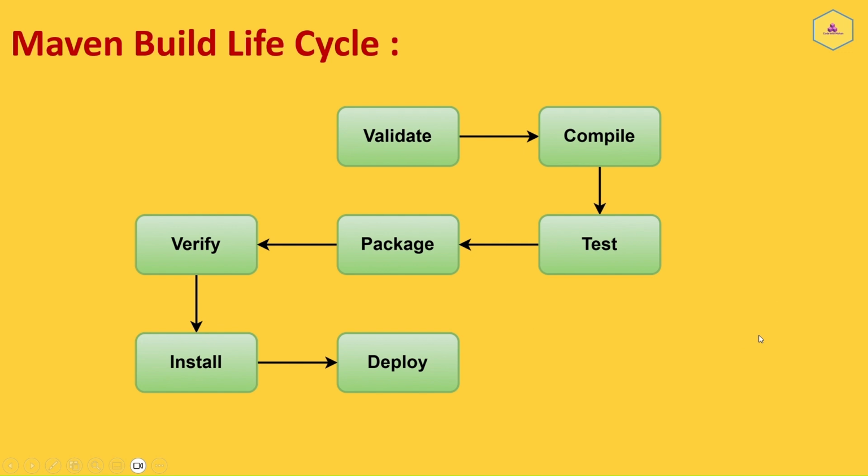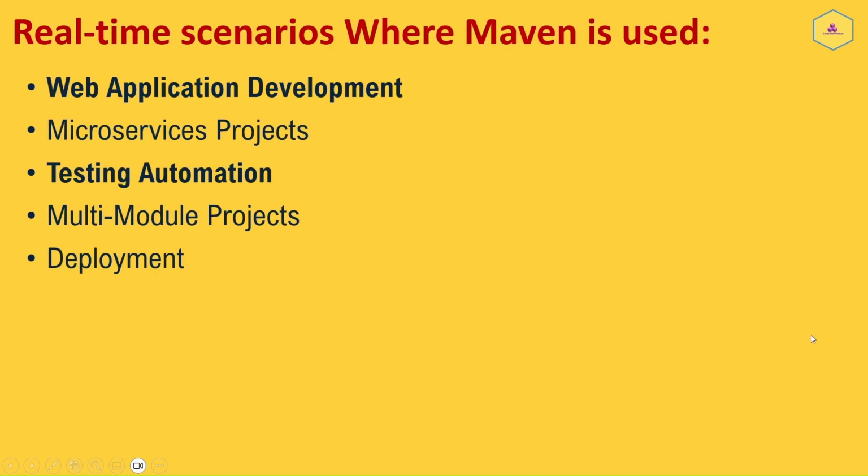We'll see real-time scenarios where Maven is used. Maven is used in web application development, for example building a Spring Boot application where Maven automatically downloads dependencies like Spring MVC, Hibernate, and MySQL connectors. Maven is also used in microservices projects, managing multiple services with shared dependencies. Maven ensures consistent versions across services.